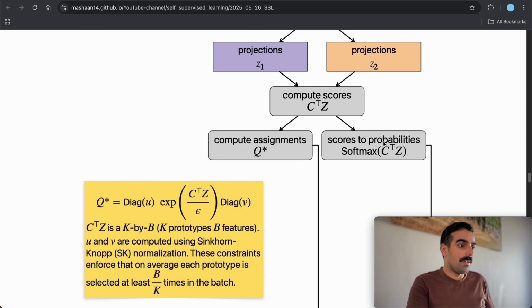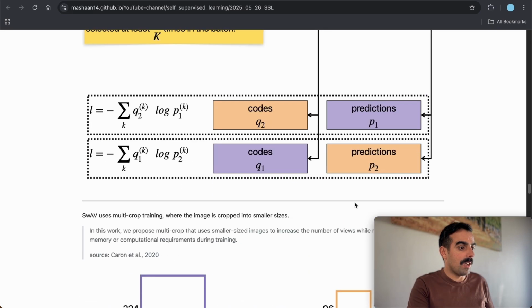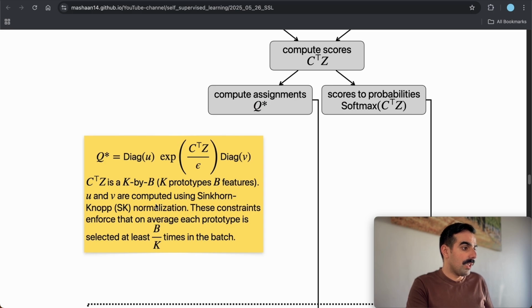Then we compute the probabilities by applying softmax to the multiplication. This will give us the predictions. Then they use Sinkhorn normalization to compute the assignments. Sinkhorn normalization is basically this formula here, divided by epsilon and normalized by U and V. The point of using Sinkhorn normalization is to enforce that on average, each prototype is selected at least B over K times in the batch. Sinkhorn normalization is an iterative method that makes the rows sum to 1 and the columns sum to 1.